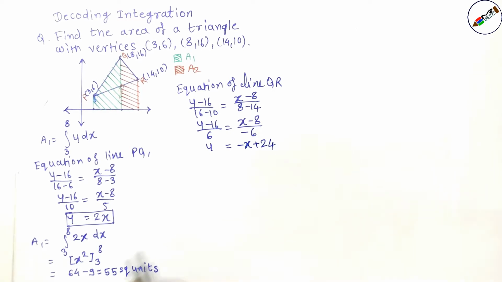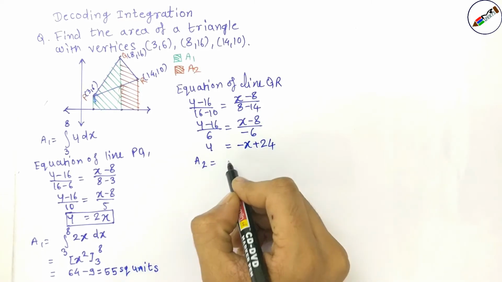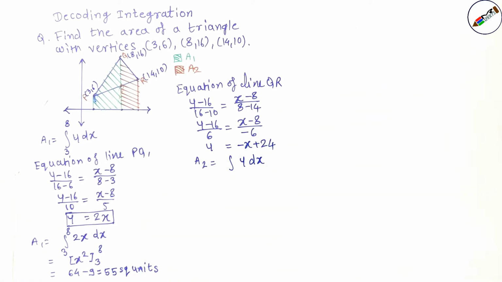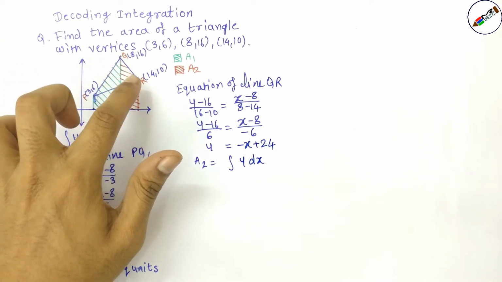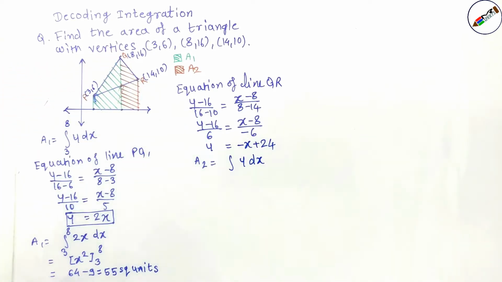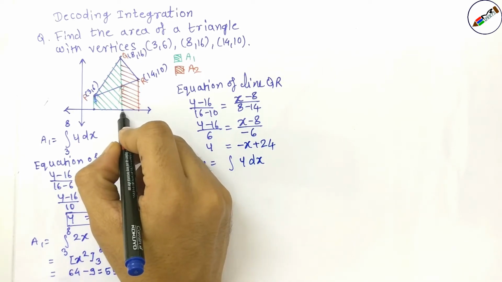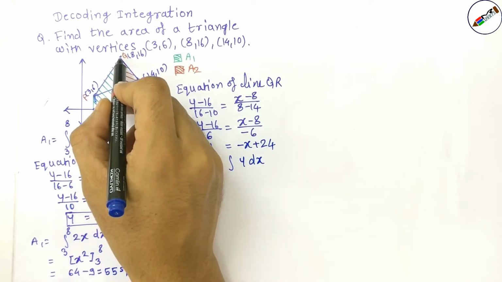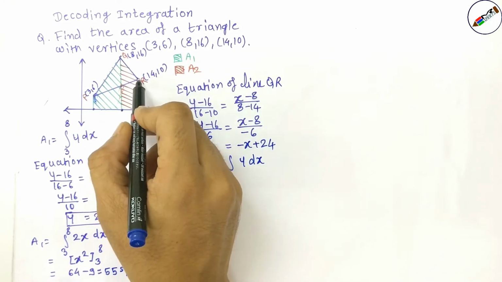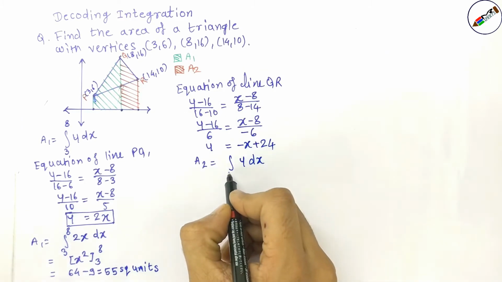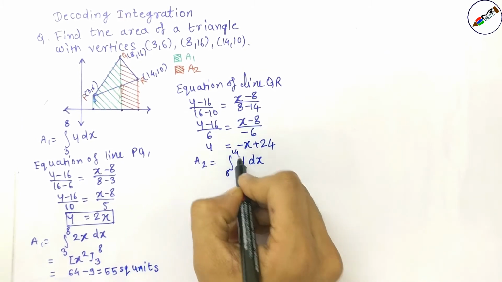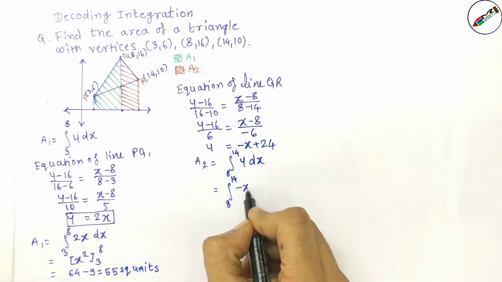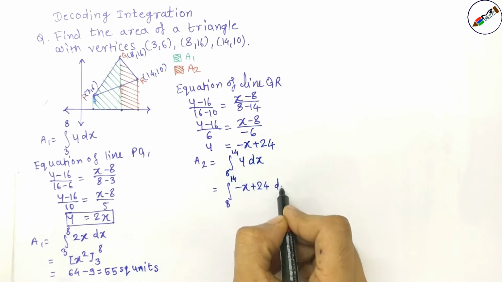Now, what is A2? A2 is simply integration of y dx. But what are its lower bound and upper bound? You can say we are moving from Q to R. So this is the area which we need to calculate. For the lower bound, the x coordinate is 8, and for the upper bound, the x coordinate is 14. So it will be integrated from 8 to 14, minus x plus 24 dx.